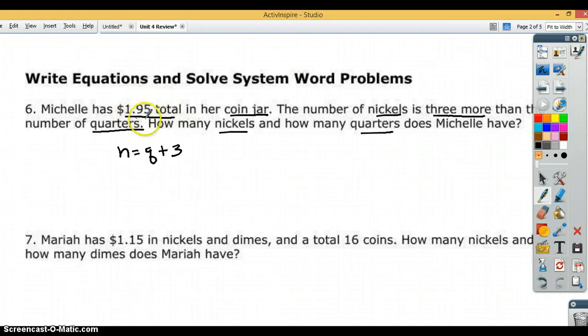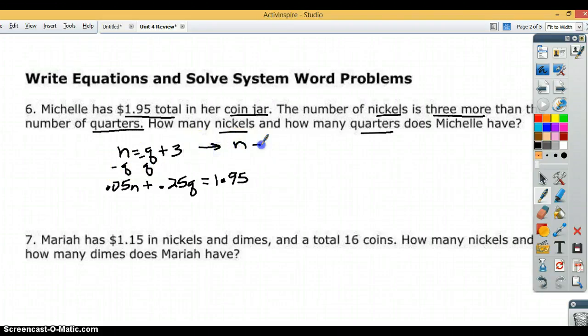We also have the dollar amount. Nickels are 5 cents, that's 0.05 N, plus quarters are 25 cents, so 0.25 Q is equal to 1.95. Now, if you want to use matrices, we can't do it this way. We have to change this equation. If we do that, we would subtract Q from both sides. That would then change this into N minus Q equals 3. Now we could use matrices. So we would set that up as 1 here, -1 here.